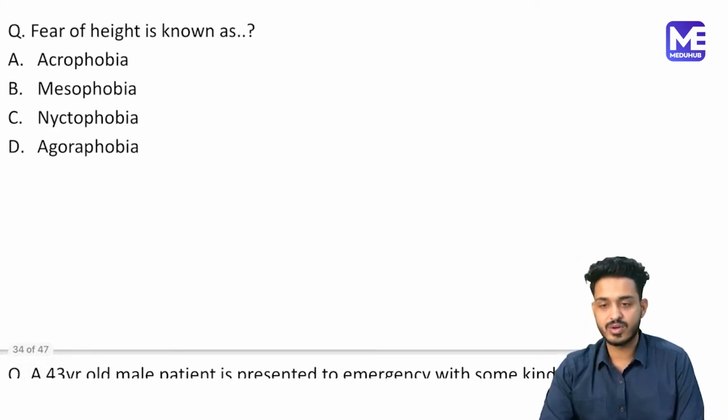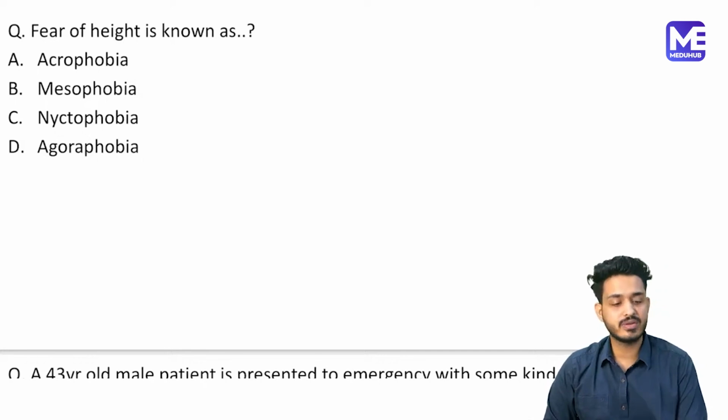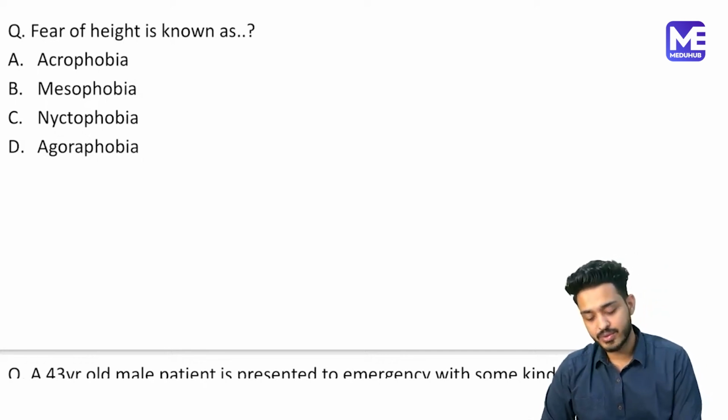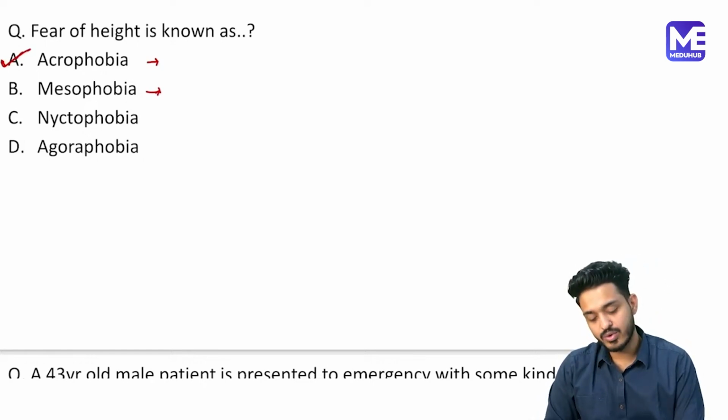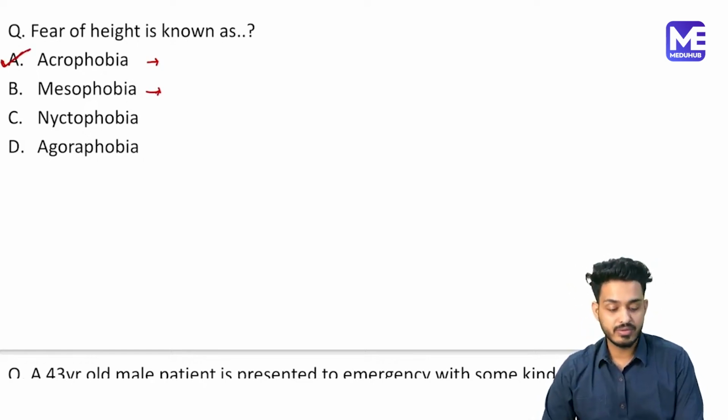What is fear of height known as? Fear of extremities, fear of height is known as what, beta? That is going to be your acrophobia. Fear of height is known as what? Acrophobia. What is this, mesophobia? Mesophobia is the fear of contamination.